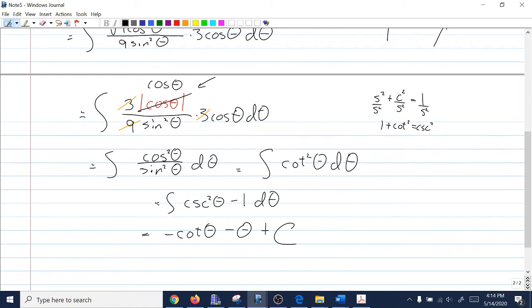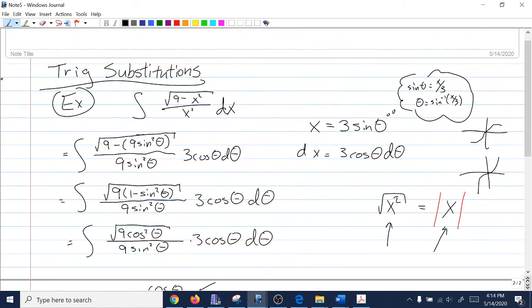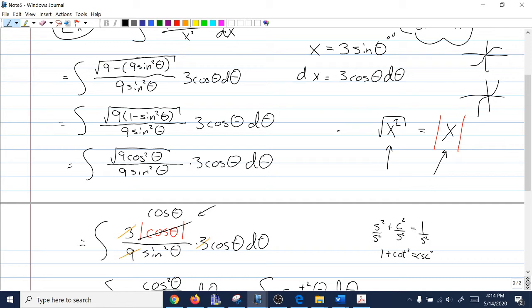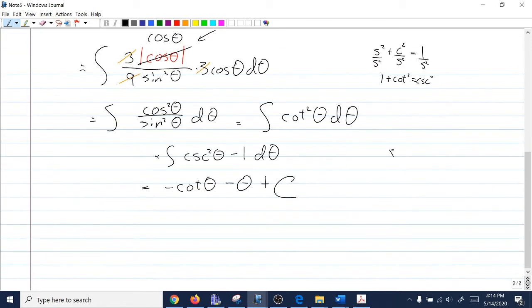We solved the problem in English, but we got to translate our answer back into French. We need to go back and say what theta was. What was theta? We had x was 3 sine theta was our original thing. So x over 3 is sine theta. So theta should be arcsine x over 3.